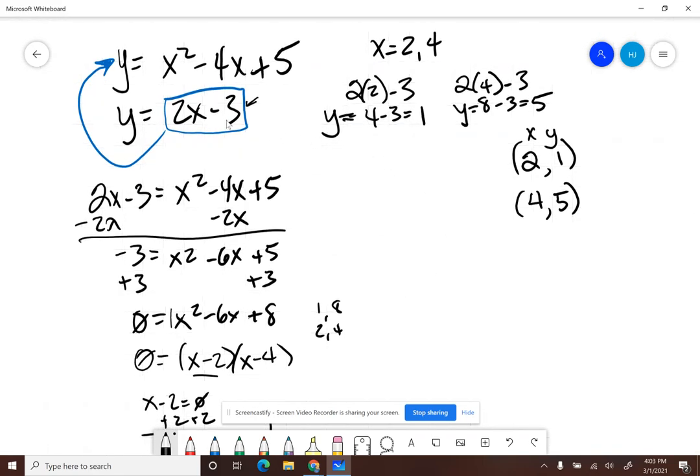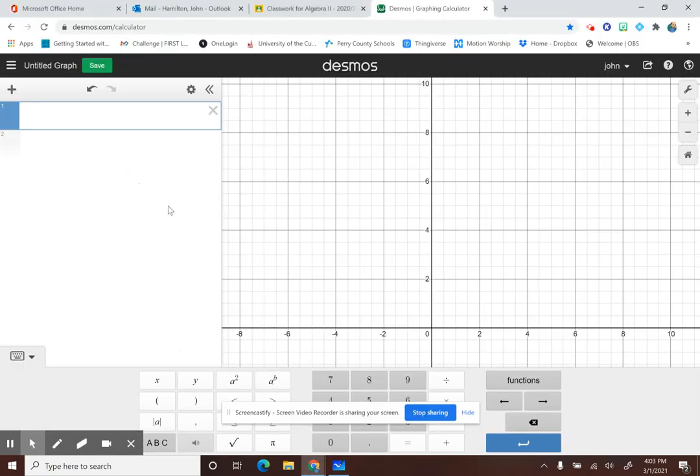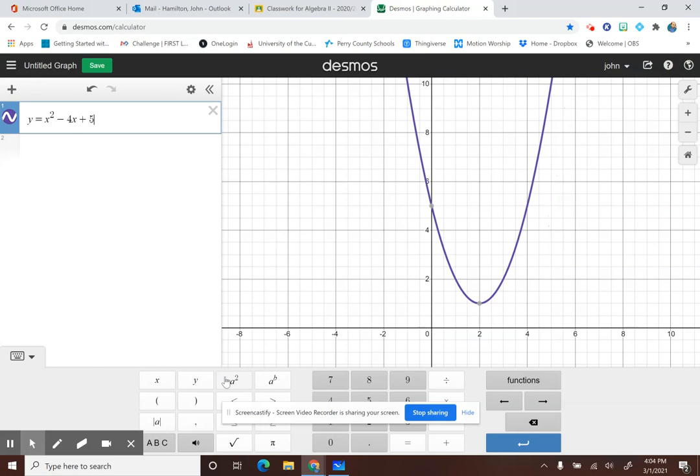But again, let's just make sure that these are correct solutions. And I think a picture is worth 1,000 words. It will help you to see what's actually going on. So let's go on to Desmos, one of our favorite calculators now. And let's go ahead and put this problem in. y equals x squared minus 4x plus 5. And you see there that graphed that line for us, which is a quadratic.